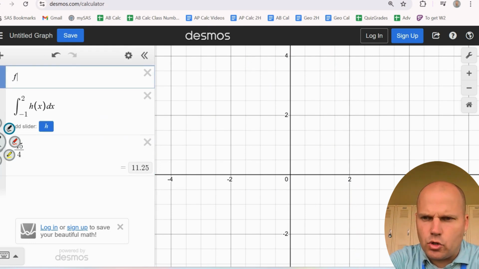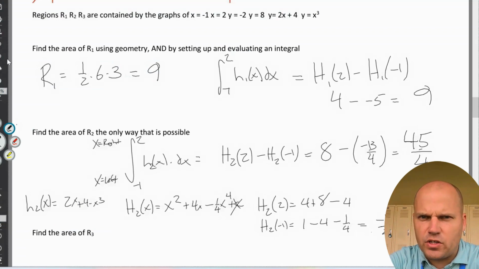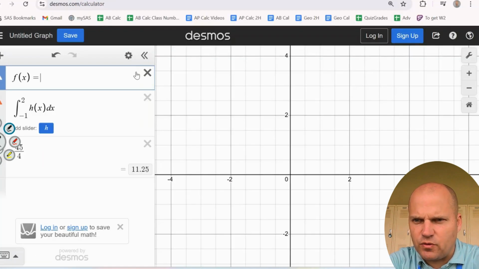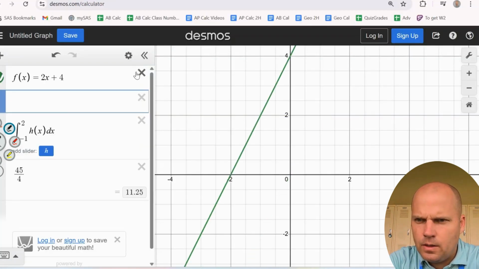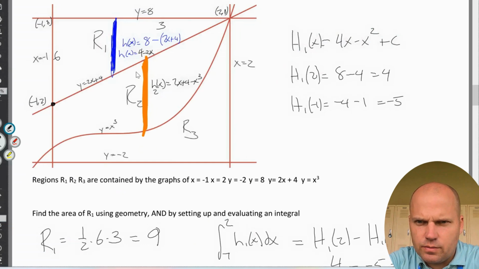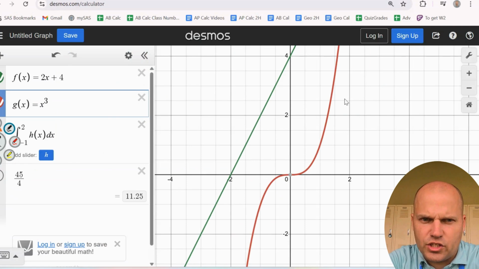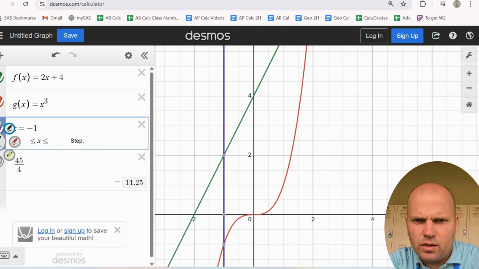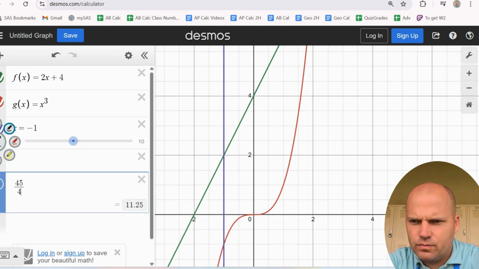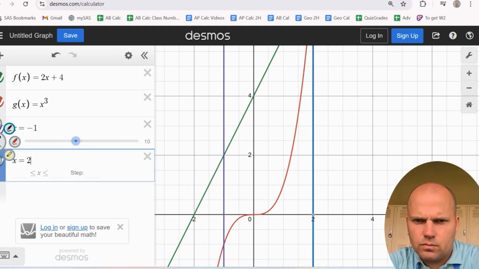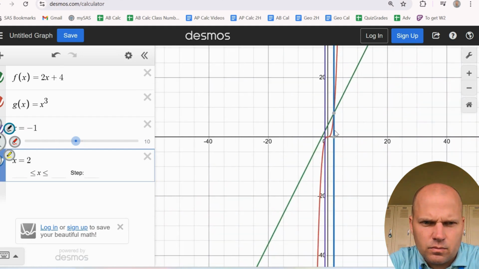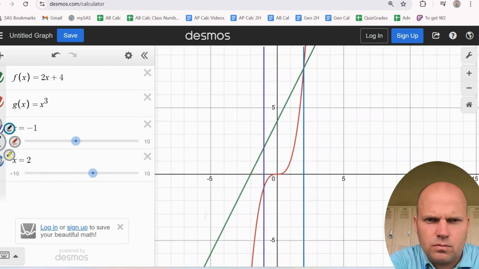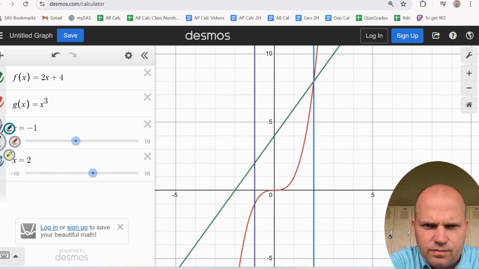Now, just really quickly, you could show them as two different functions. You could put y's in them if you want to. So you could say y equals 2x plus 4. You could say y equals x cubed. You want to see the region. You got x equals -1. You got x equals 2. There's the region right there.